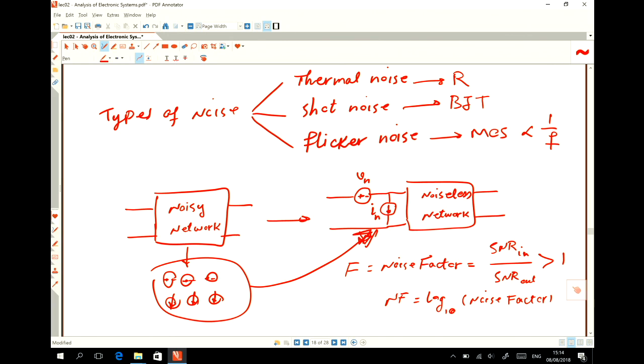We modeled all the sources of noise for the BJT, and we also showed how we can calculate the noise figure of a BJT. We will see that in one of the examples, and for the MOS as well. I think I'm not going to go through these.